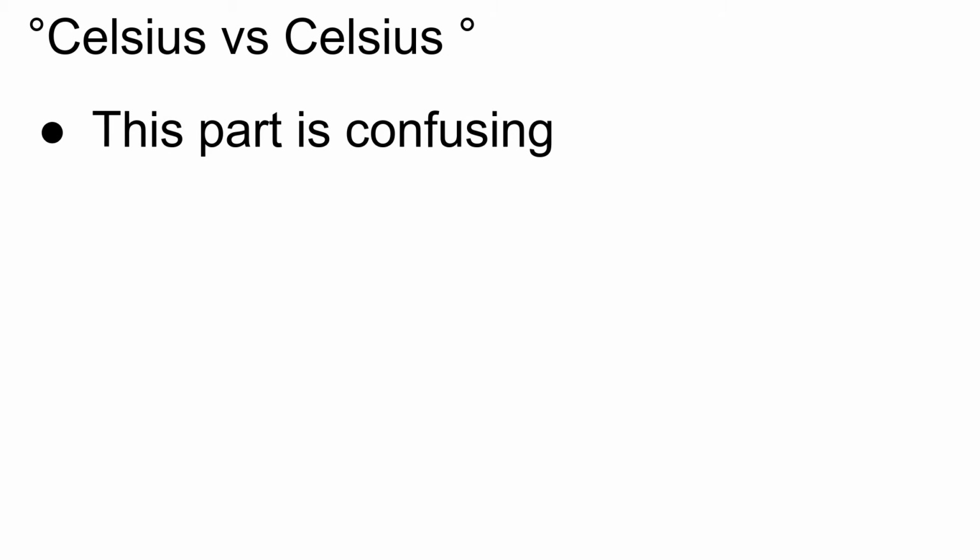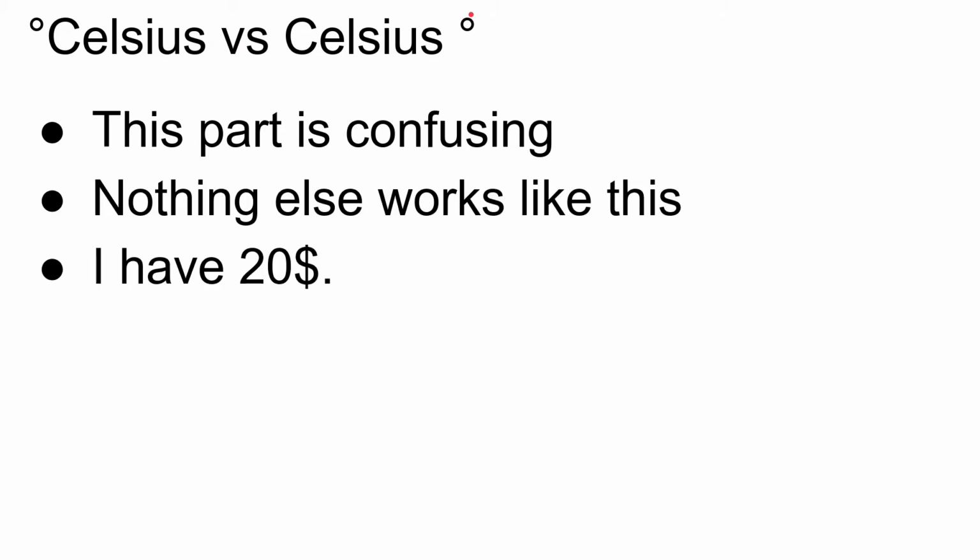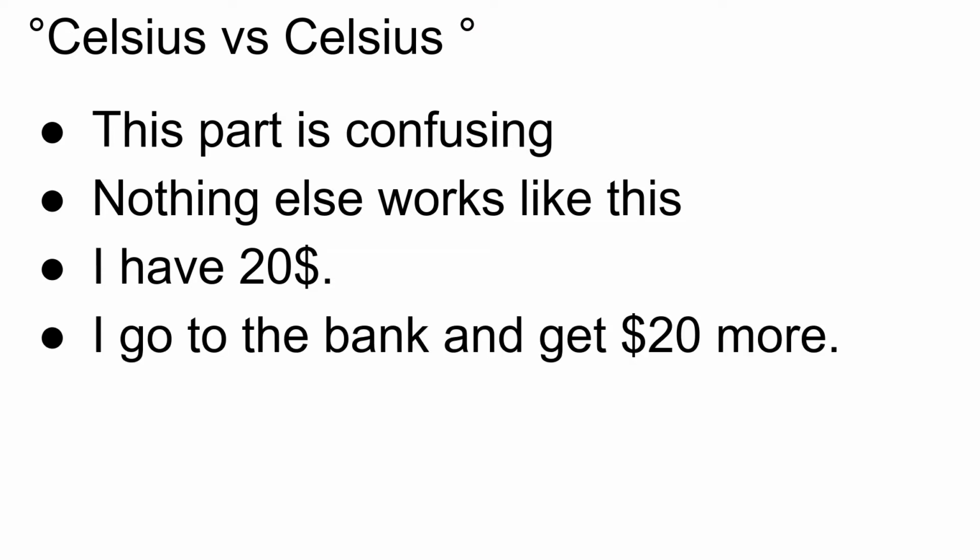So the difference between degrees Celsius and Celsius degrees gets confusing. Nothing else works like this. It's not that you would have $20, but you need to go to the bank to get $20 more. Well, temperatures work that way. So the amount that you have would be like the temperature. What is it? It's 65 degrees. I've got $20. But if it gets warmer by 5 Fahrenheit degrees, and that's the way you have to say that, it would be 70 degrees. But you never have to say, I have to go get $20 more if you're talking about a number of dollars.